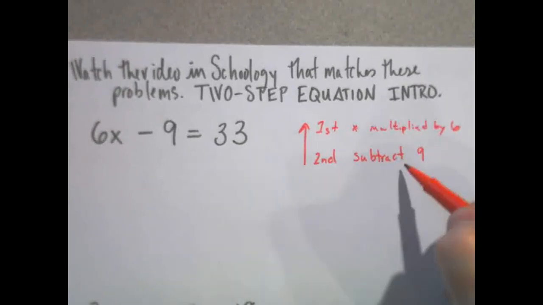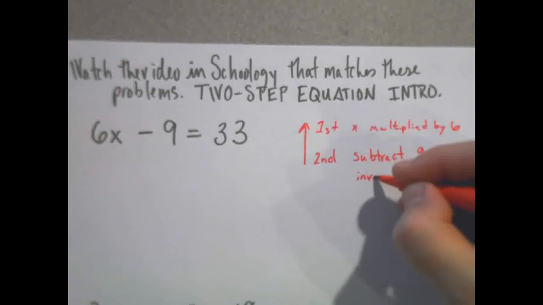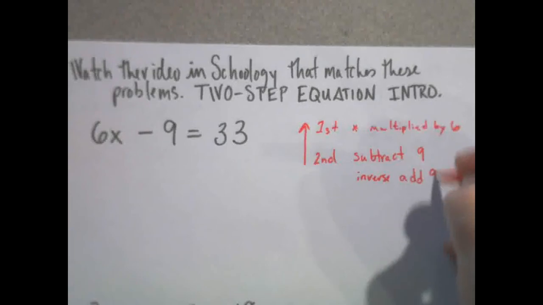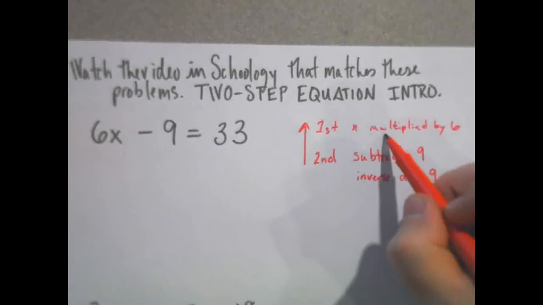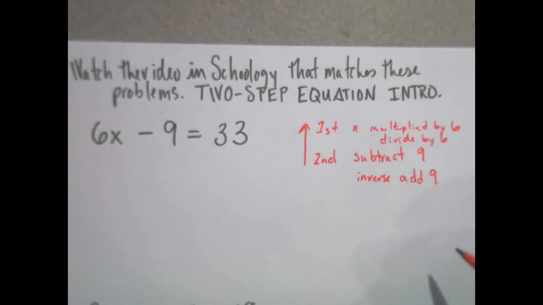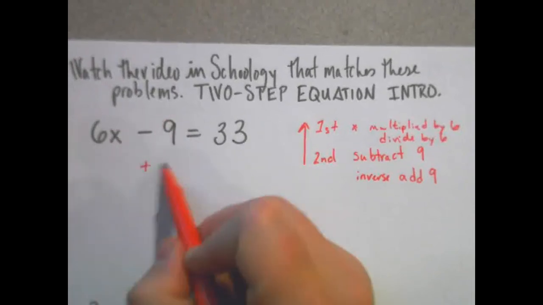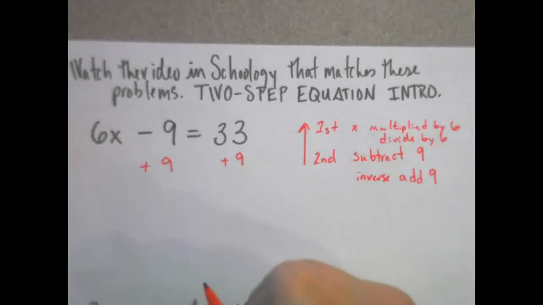Okay, so I'm subtracting 9. My inverse operation is going to be to add 9. And now I'm multiplying. When I multiply by 6, my inverse is going to be to divide by 6. So that's what I'm going to do. I'm going to undo this subtraction with addition. I like to keep it lined up here. What I do to one side, I do to the other.